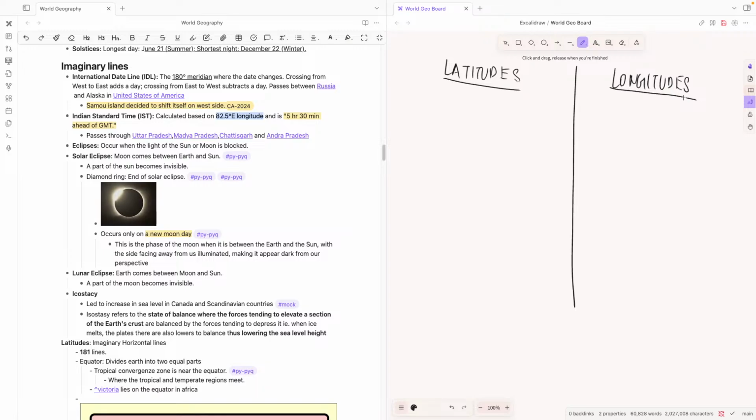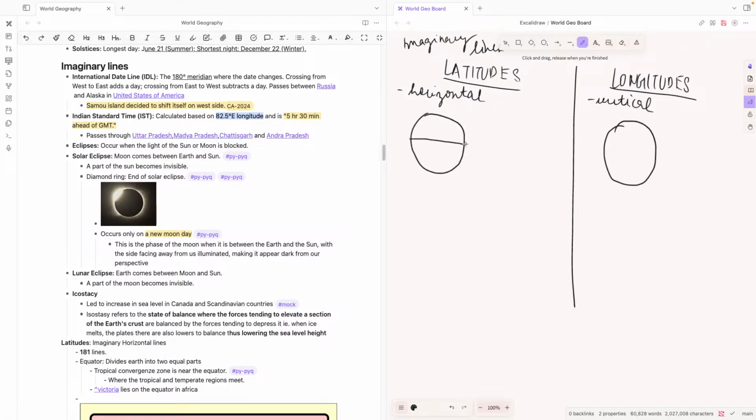Both of these are basically just imaginary lines which man has created for easy measurement. Latitudes and longitudes are used for measuring time, and for measuring the exact location while traveling, be it flight or ship or any other mode. The difference is that the latitudes are horizontal, whereas the longitudes are vertical. And there are different types of key latitudes and key longitudes as well.